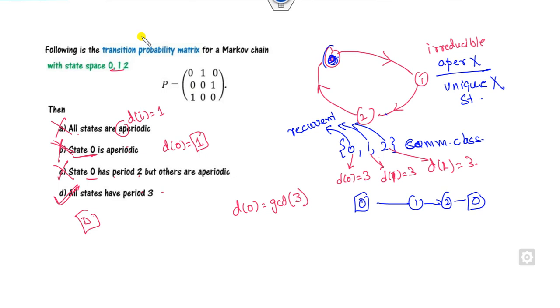Although they are not asking in this example, if in the coming examination they ask about recurrent or transient, you can look here. So there is no transient class in this case. Okay.